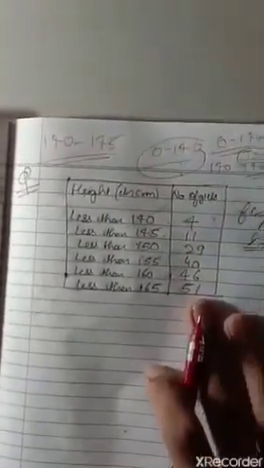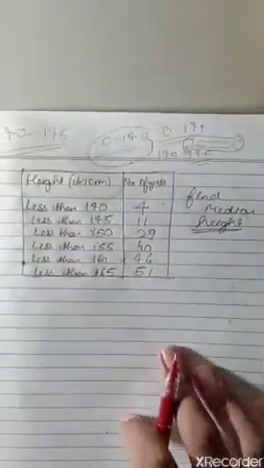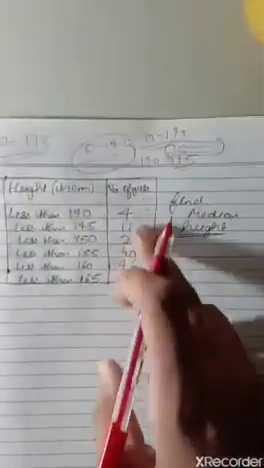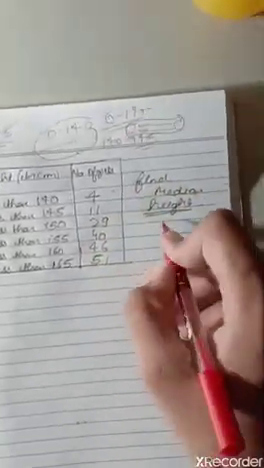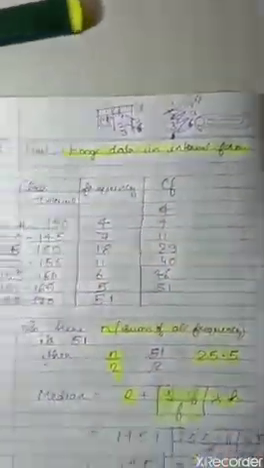This is the activity which is given. The question is: height is given in centimeters, with the number of girls. We have to find the median height. The data is given in the less than type, not in class intervals, so first we have to change the data into class interval form.